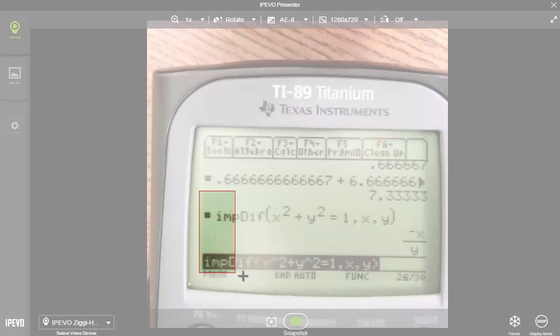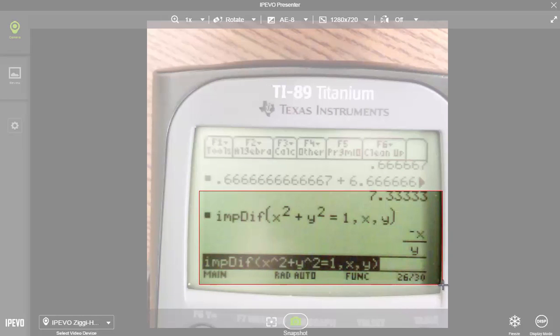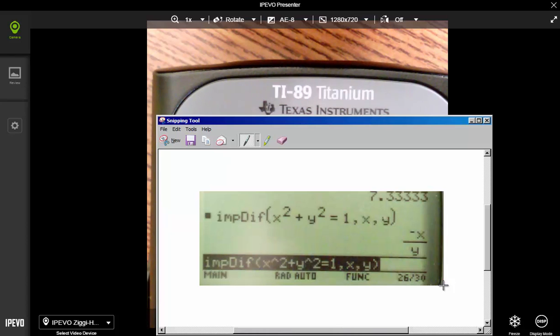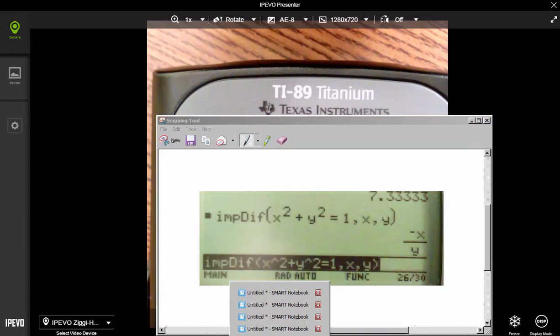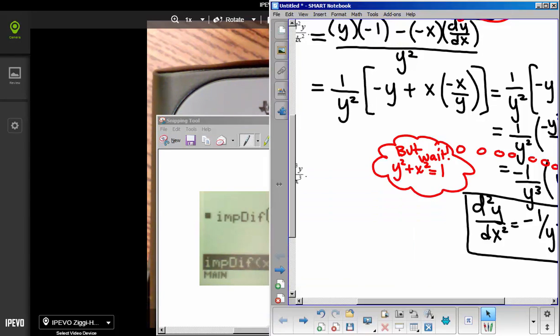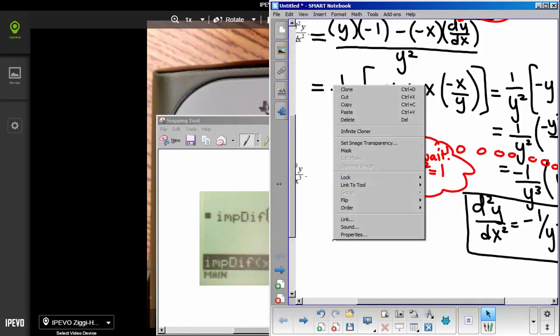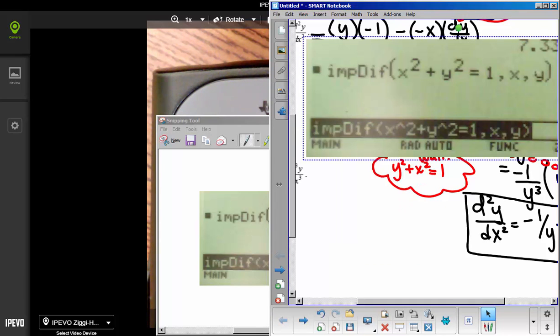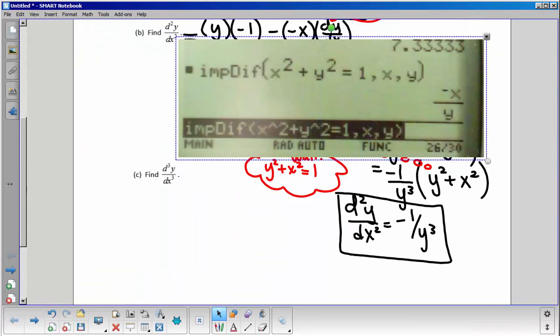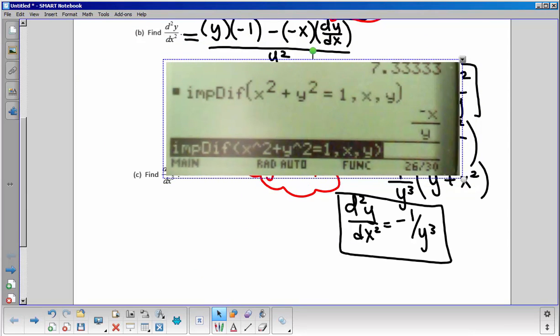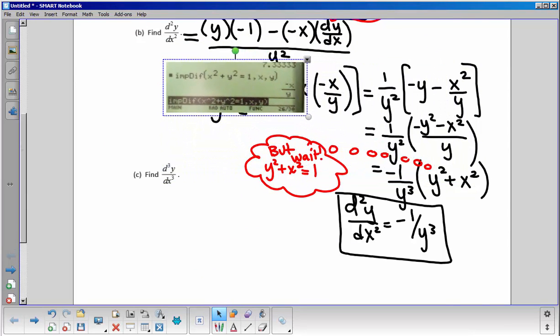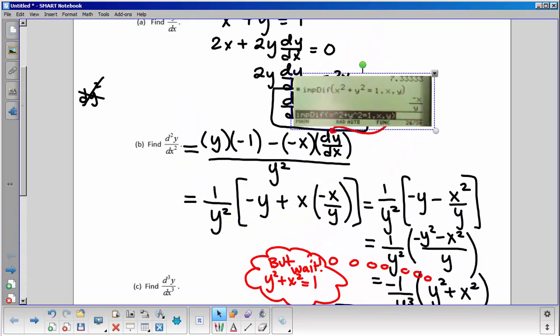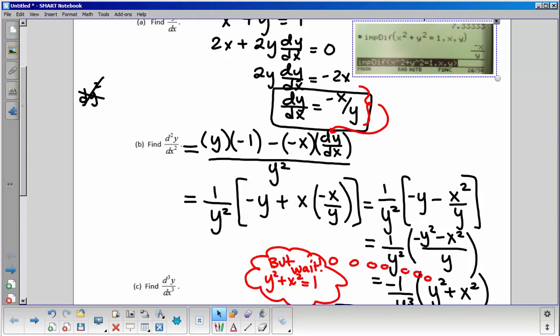Okay, here we go. Right here. That's what your calculator gives you, right? Did that match what we did? The answer is yes. I'm going to put it up here, right? So everybody's able to do impdiff on the calculator and get the same answer, right?